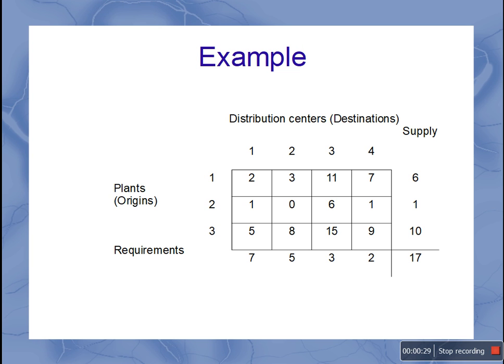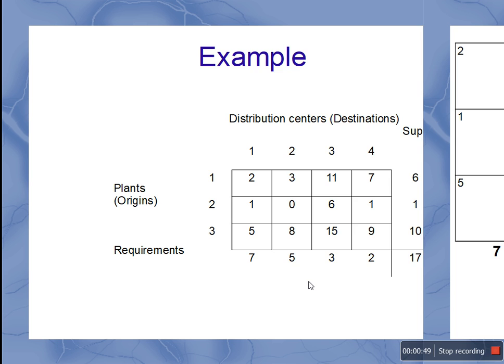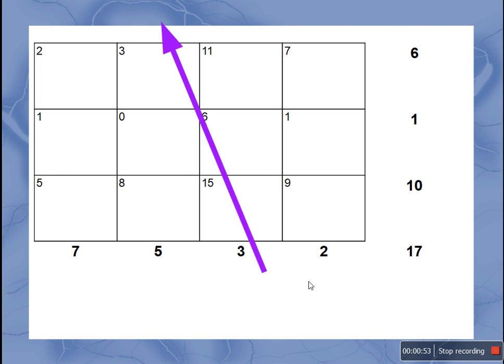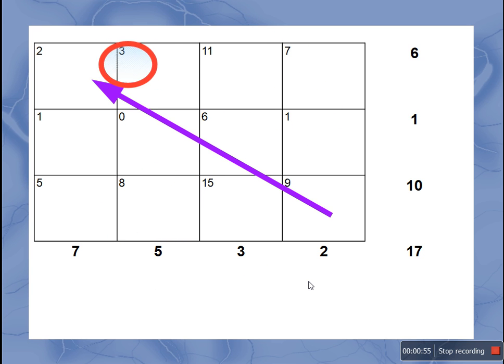And here is our example. This example we have already seen in the balanced problem. So this is a balanced problem because the supply values sum up to 17 and the requirement values sum up to 17, equal value. So this is a balanced problem. For this balanced problem we are going to use the northwest corner rule. So we have taken our table, and here this is our northwest corner cell.